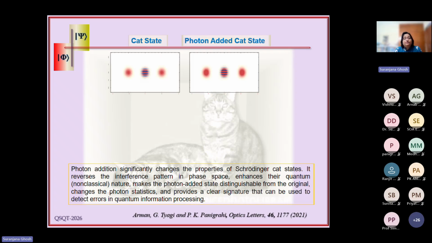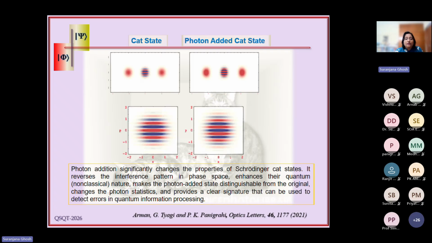So what will happen if we add a single photon to a cat state? This is the cat state where no photons are added, but the second picture shows when one photon is added. As a whole we cannot see much, it looks almost similar. But if we look at the central region, where the dimension is very small, at the level of the Planck dimension, one can see that single photon addition can change the fringe. The red one will shift to the blue one. So the negative region ripples will be shifted.